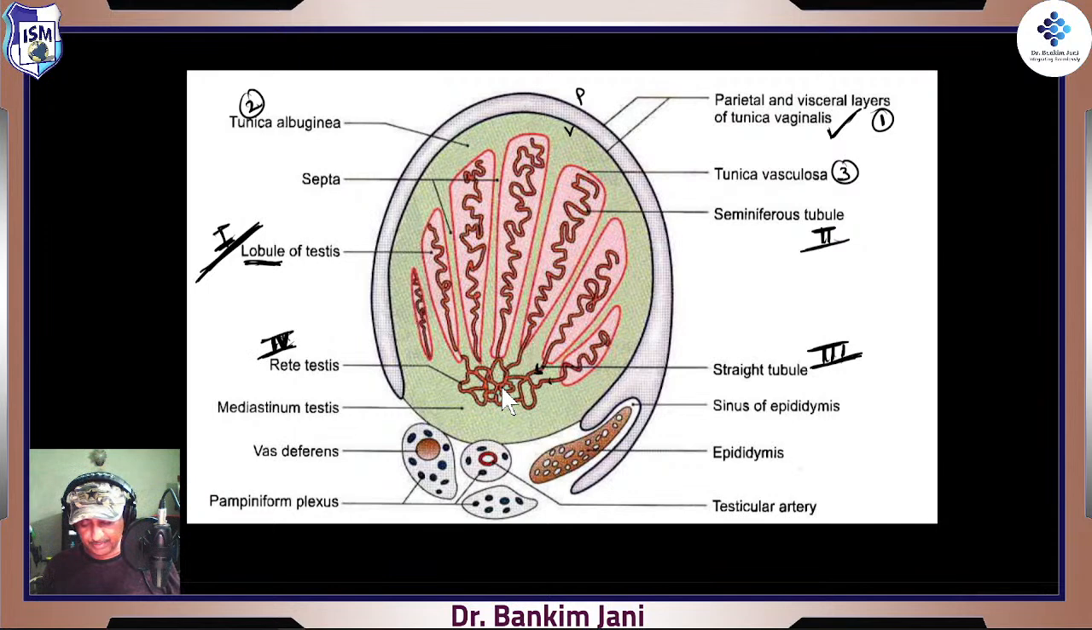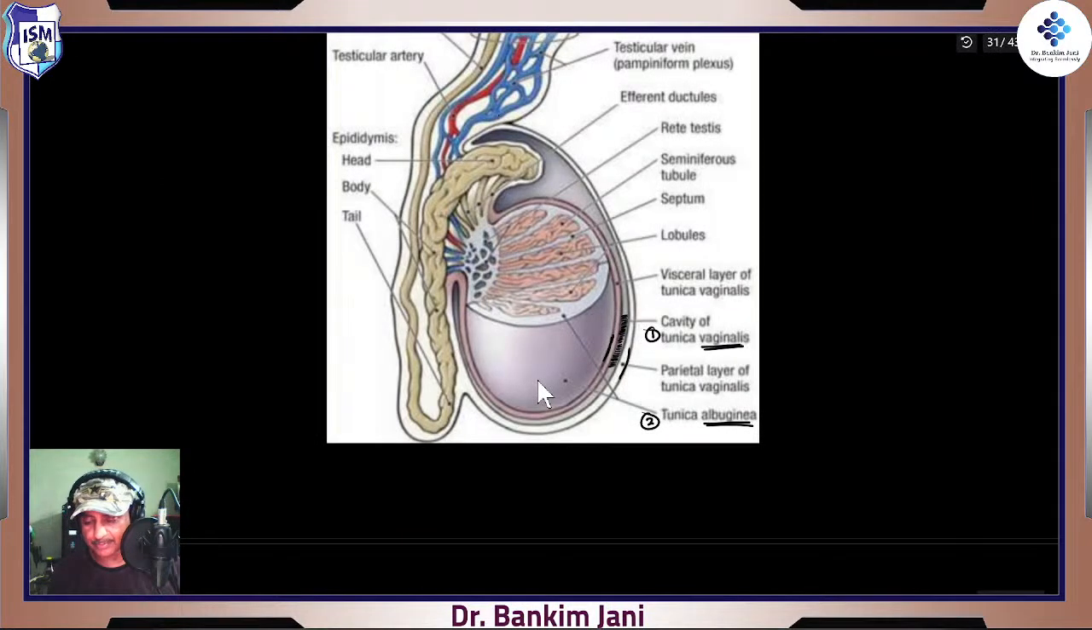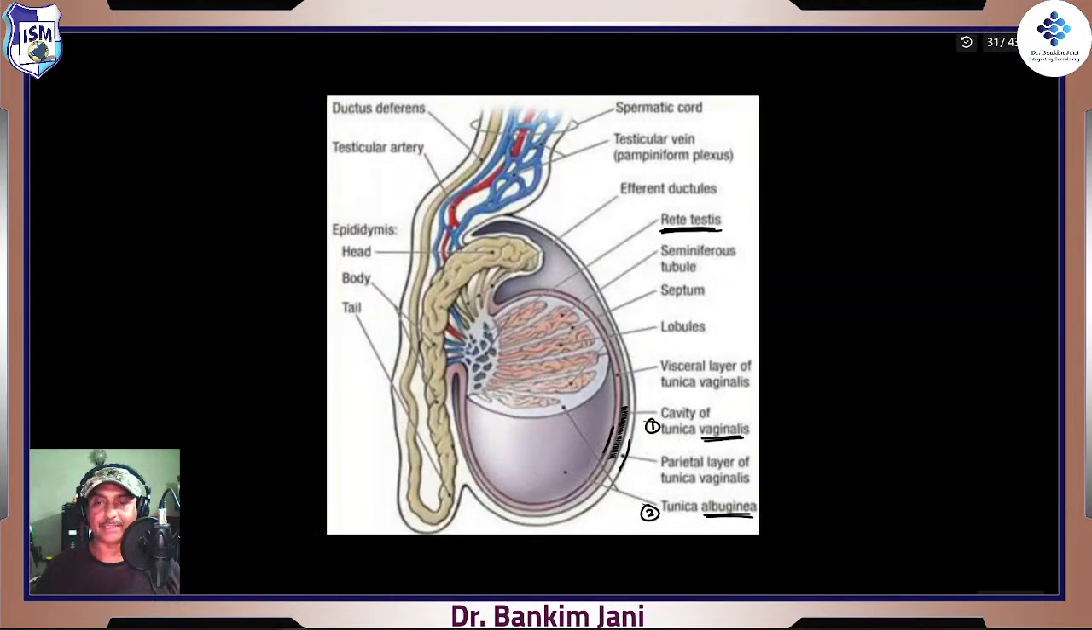Now from this point, I take you to the rest of the structure: sinus, epididymis, testicular artery, pampiniform plexus. Pampiniform plexus is a descriptive topic, we'll see that. But this is the start: lobule, seminiferous tubules, straight tubule, rete testis. Where is the rete testis over here? Here it is, right? This area, that area. So that is the rete testis, number four.